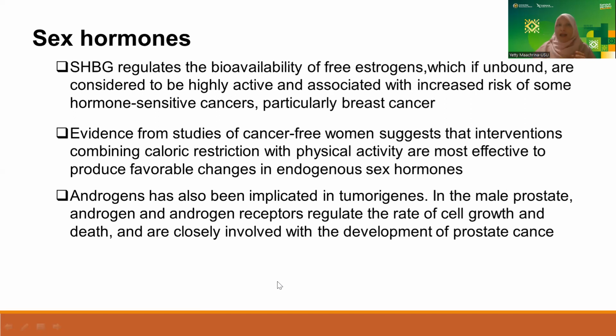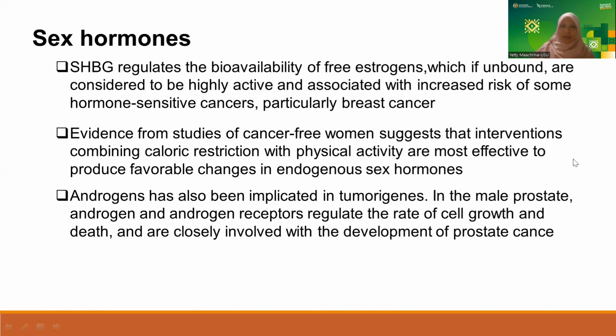So if the sex hormone binding globulin, which is the hormone that has a role in binding estrogen, is reduced, the free estrogen in the plasma will increase, and it can increase the risk of some hormone-sensitive cancers. That's one of the pathways why breast cancer is most common in females.